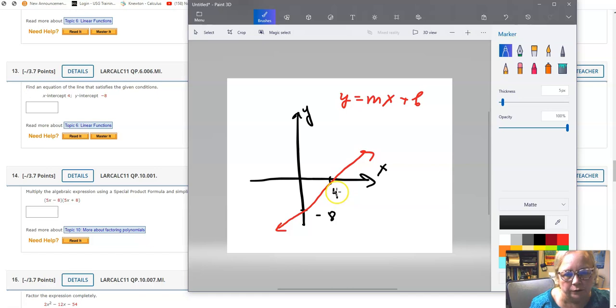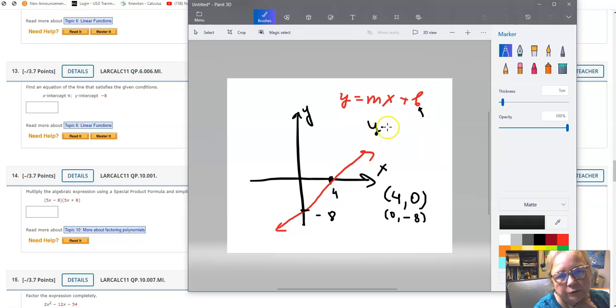Again, you can treat this as 2 points. The 4 is on the x-axis, so that point has coordinates 4, 0, 0 for y because it's on the x-axis. And this point is on the y-axis, so x is 0, 0, negative 8. So the y-intercept is actually b, so you can already write the equation y equals mx minus 8, because if you plug in x equals 0, this is 0, y equals b. So the point 0 for x, b, that's 0, negative 8.